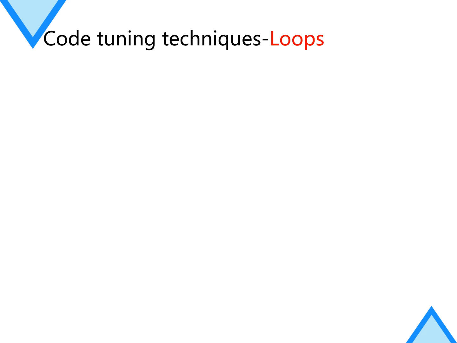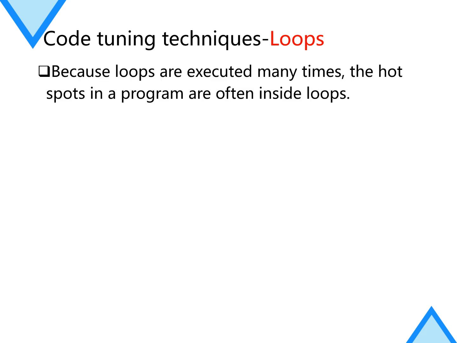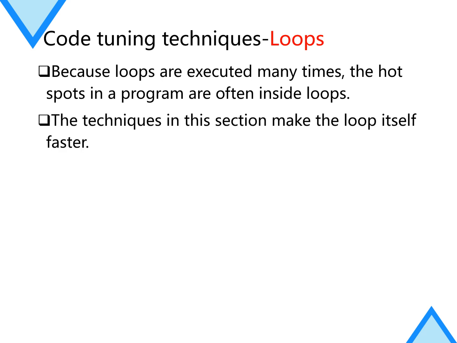As we know, loops are executed repeatedly many times, so the chances of hotspots in a loop are more than in any other code. We can induce a lot of hotspots in a program due to poorly designed loops. The techniques in this section make the loop itself faster. So we will learn some techniques which will modify the loop to make it faster.